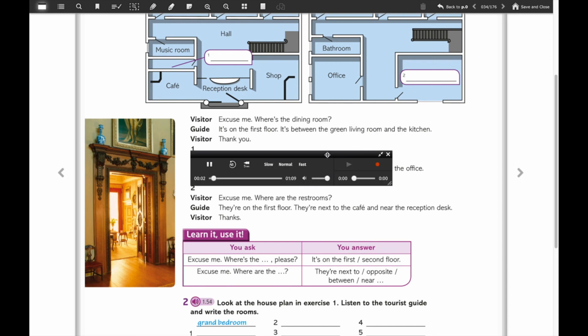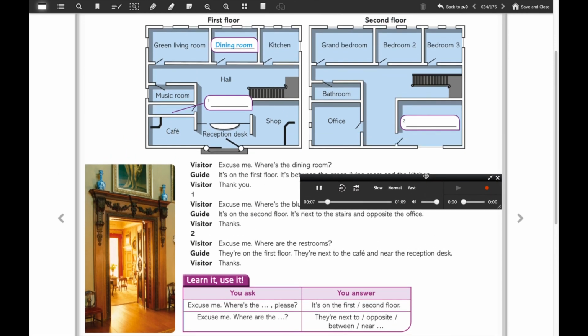Unit 3, Communication. Talking about location. Page 34. Exercise 2. Example. It's on the second floor. It's opposite the bathroom and next to bedroom 2. 1. It's on the first floor. It's next to the dining room and near the stairs. 2. It's on the first floor. It's in the hall, in front of the entrance. 3. It's on the second floor. It's between the grand bedroom and bedroom 3. 4. It's on the first floor. It's near the reception desk, and it's next to the restrooms. It's opposite the shop. 5. It's on the first floor. It's opposite the green living room.